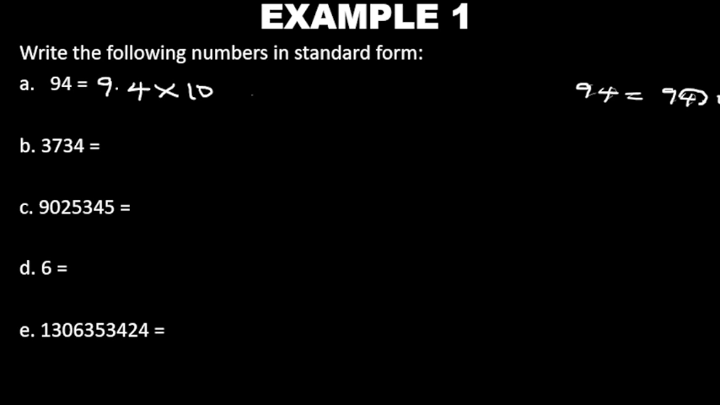So let's express 3,734 in standard form. The same way, we are going to shift the point from where it is to a position whereby we are going to have a number between 1 and 10, isn't it? Okay?